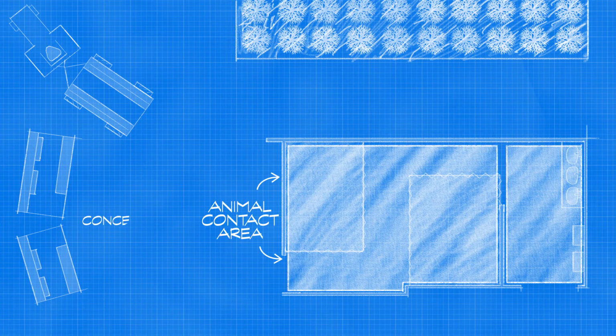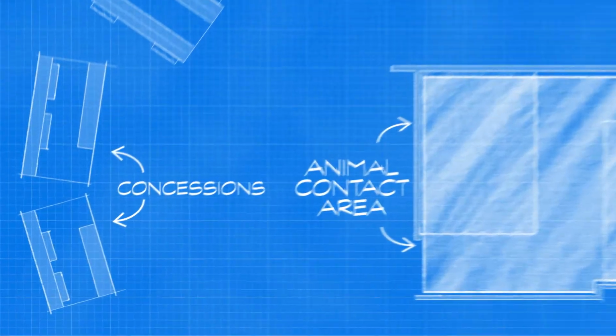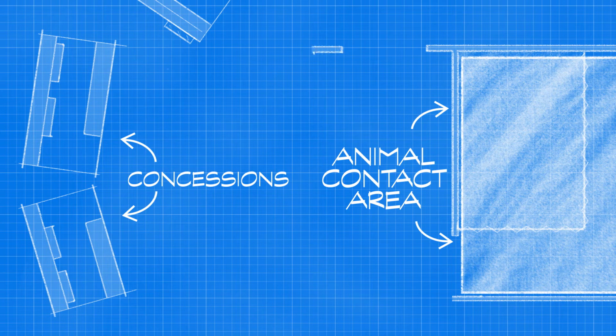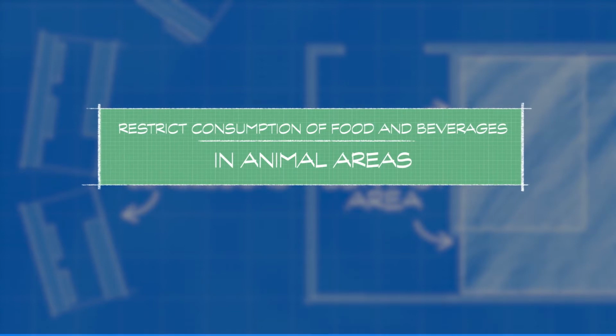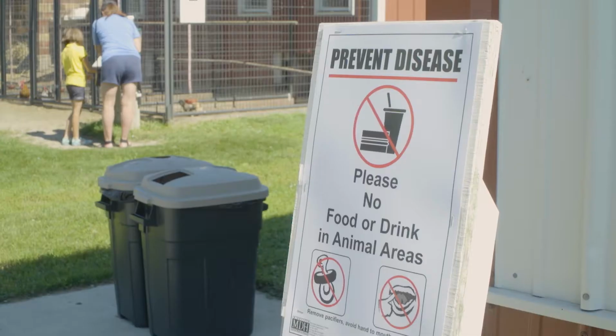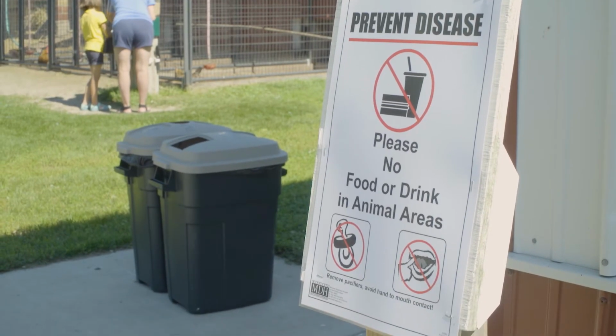Animal areas should be distinctly separate from other areas of the venue. This is a critical first step for the health and safety of your guests. What's key is to restrict the consumption of food or beverages in the animal areas, as this can potentially lead to food contamination from animal germs.